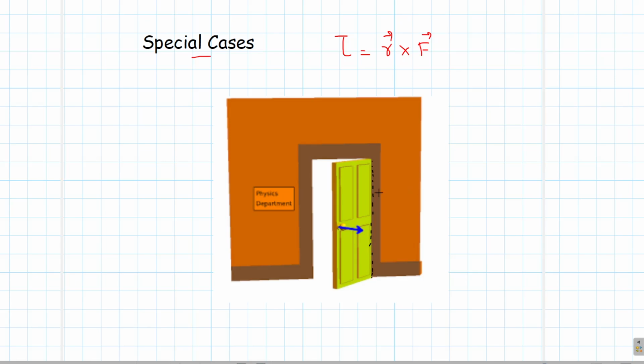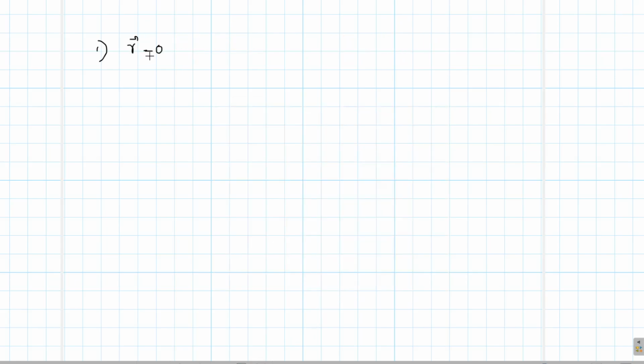Will you be able to rotate the door by pushing at the hinges? No, right? Or it is very difficult to open a window by pushing at the hinges. If R is exactly equal to 0, torque is exactly 0. That means you will not be able to rotate a body by applying force at the axis of rotation.